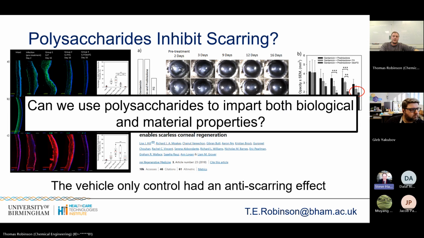Can we use polysaccharides to impart both the biological effect and also the material properties, which is the advantage of these materials, that you can utilize any biological properties they have, but also use them to create that structural and material properties that we might be interested in.